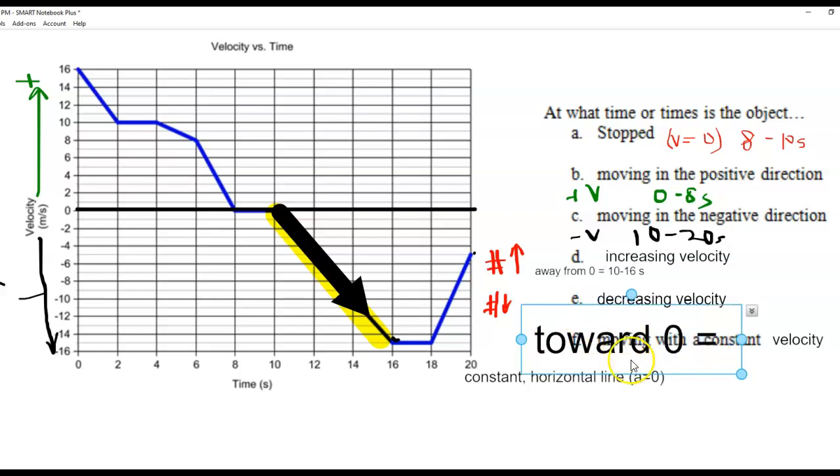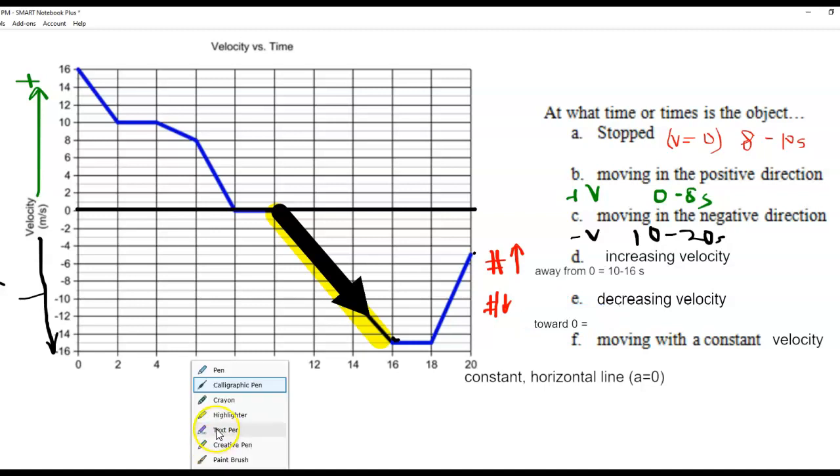And the times when that occurs, there are several. So let's highlight, again, the sections that we think are the ones that work. And I'll change the color. So I would say this is going towards 0, that is going towards 0, that's going towards 0, and finally this last section here is going towards 0.